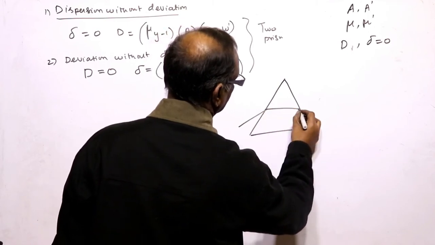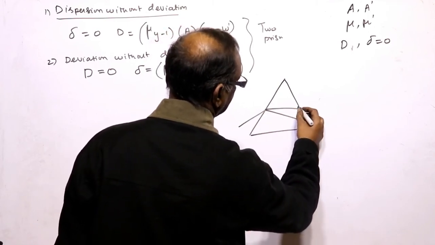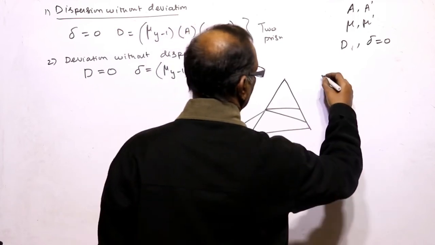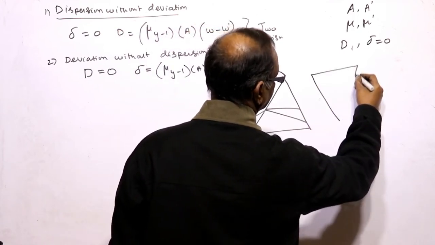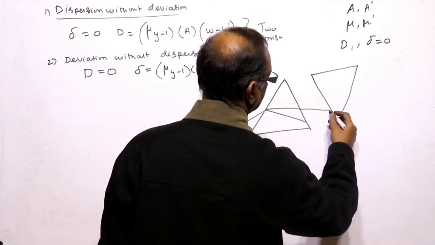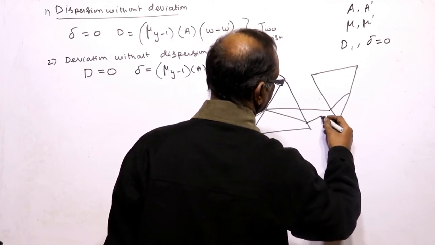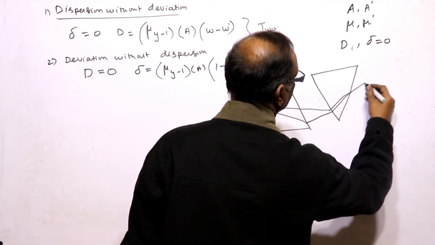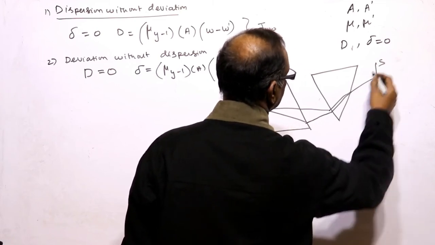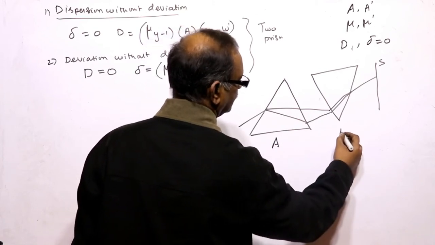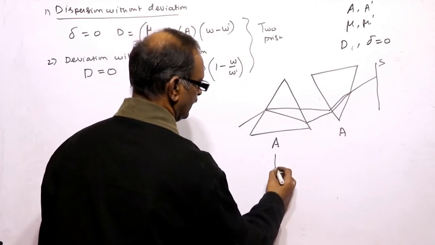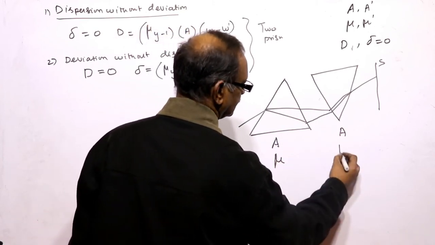Incident ray, it refracted like this. This is red and this is violet. After passing it through the other prism, kept in the reverse, it will go like this. Then afterwards it goes and can be caught on the screen. This is happening when both are having the same angle of prism and both are having the same refractive index.